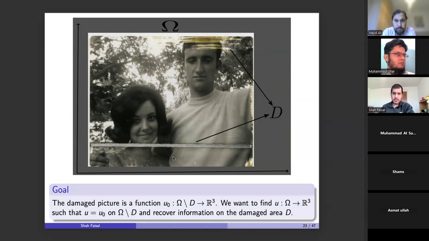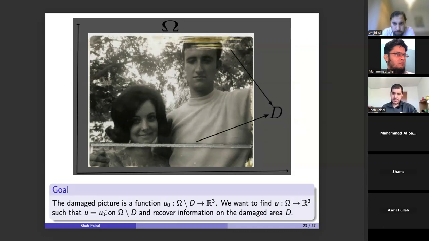Okay. And what do you want? You are given a damaged picture, which means you are given a function on the complement of the damaged area. So the picture is good here, but it's damaged here. So here it's not defined. That's what it means. Okay. And you want to find another picture that is the same as the original picture away from the damaged area and recover the information on the damaged area.